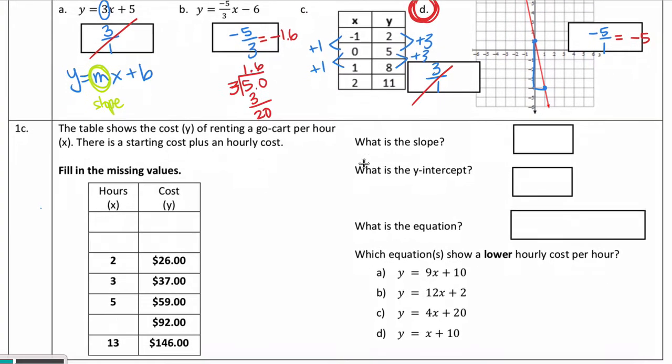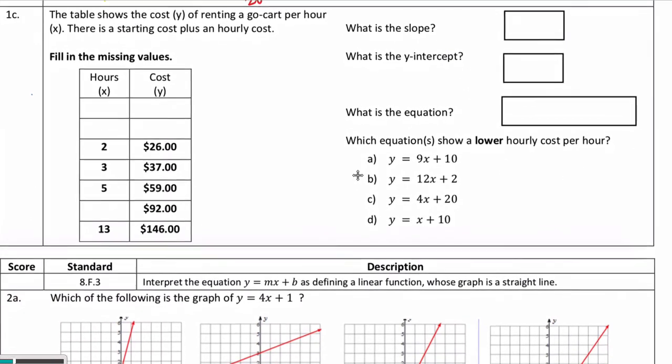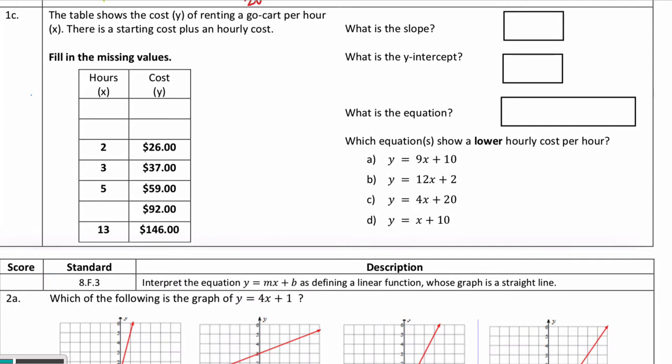We're going to call this 1C. The table shows the cost of renting a go-kart per hour, X. There is a starting cost plus an hourly cost. I also haven't mentioned that these are all just repeats of your interim you took earlier this year, so you'll hopefully find these very familiar. We're just going over the same questions with a different style to them, or different values.